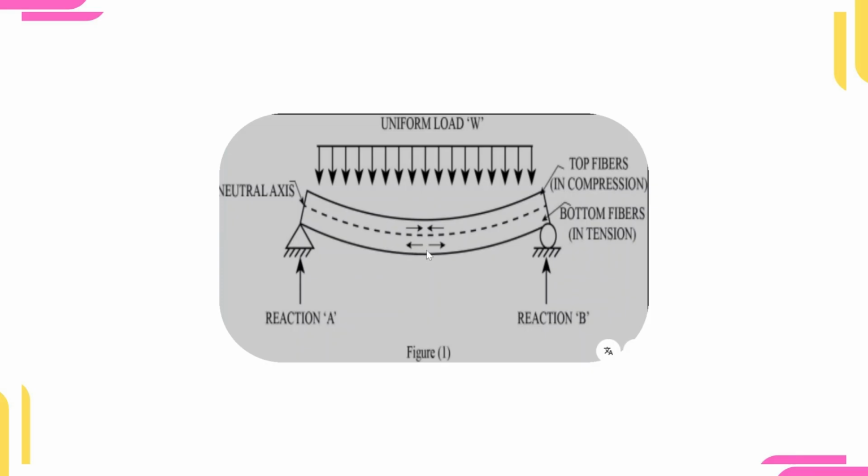So for that reason, in every beam we always reinforce the tension zone, because concrete is very weak in tension, and once a beam is subjected to any load, this tension zone is prone to failure. So that is why in all our beams we always reinforce our tension zone.